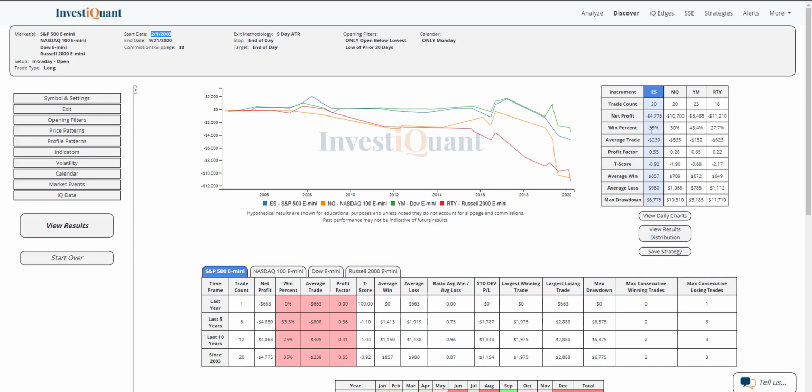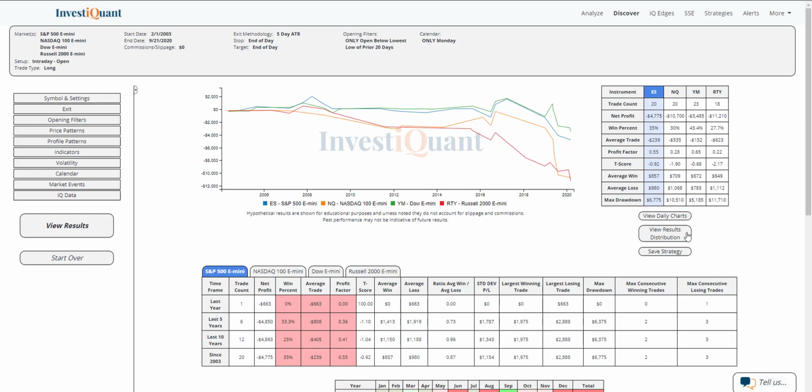And looking at win rates on these, they have all been weak. So S&P 35% win rate, NASDAQ 30% win rate, Dow 43% win rate, and Russell just 28% win rate. Now those win rates are very low, but we are dealing with small sample sizes, so it is easier to get these extreme win rates when you are working with smaller sample sizes. But historically, all of these have been on the weak side. And let's take a look at average win, average loss. A little bit larger average loss there in the S&P, larger average loss in the NASDAQ, in the Dow, and in the Russell. So all of these weak win rates and larger average losses and average wins.